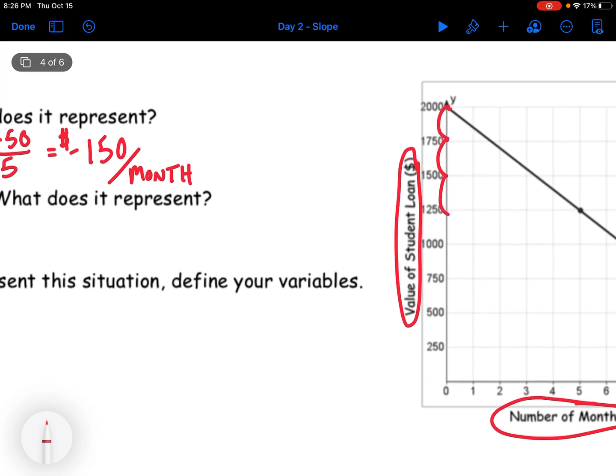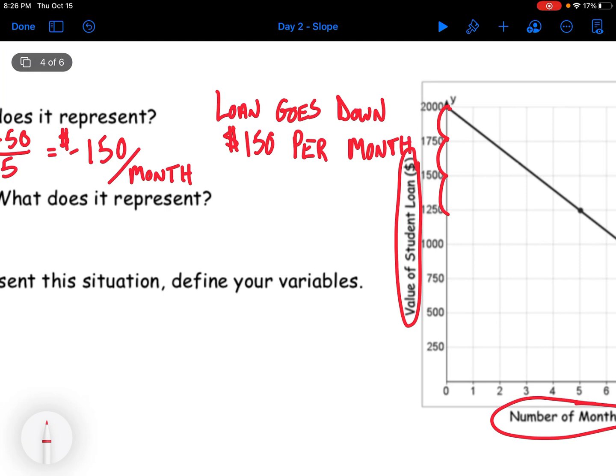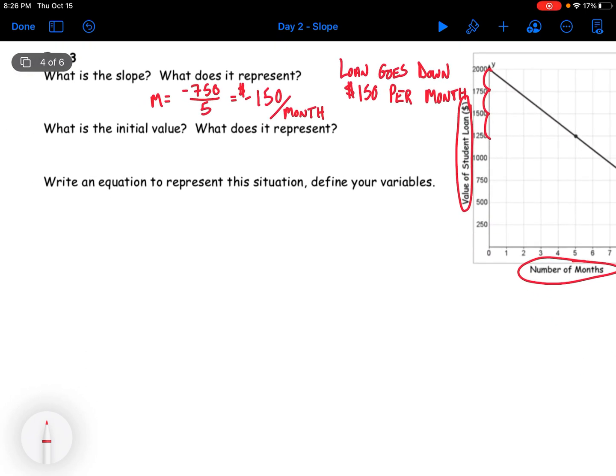Okay, our loan is going down. Our loan goes down $150 per month. Okay, I looked at the actual graph to figure that out. Well, what's the initial value? The initial value is $2,000. It's right here. So it's $2,000. And it's representing the initial loan, or the starting value of the loan. Okay, it's always the starting value.